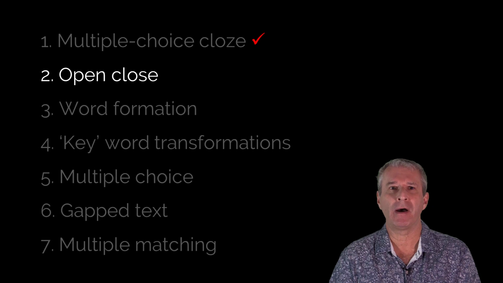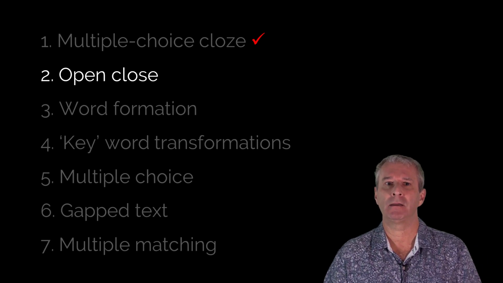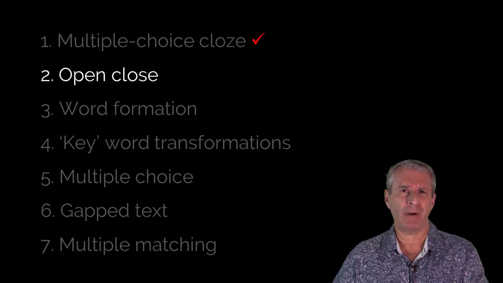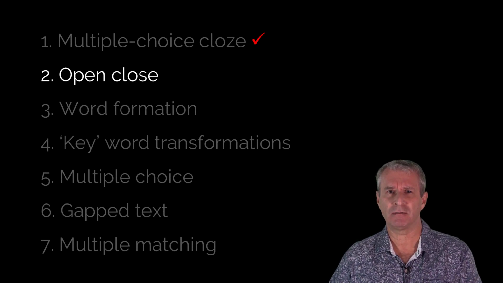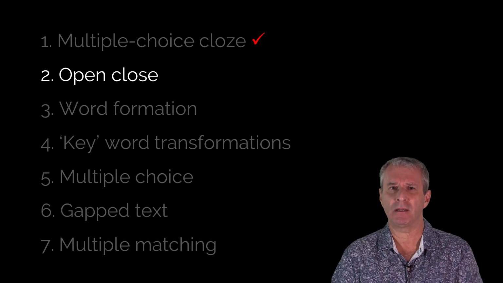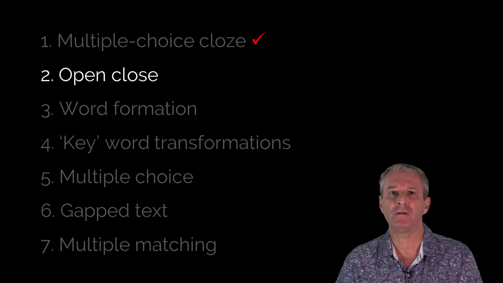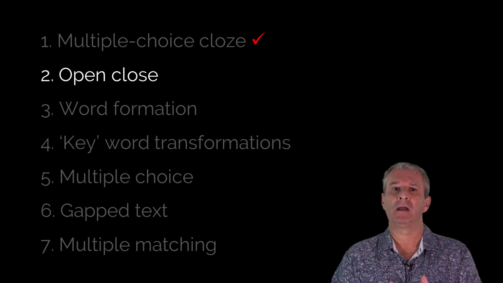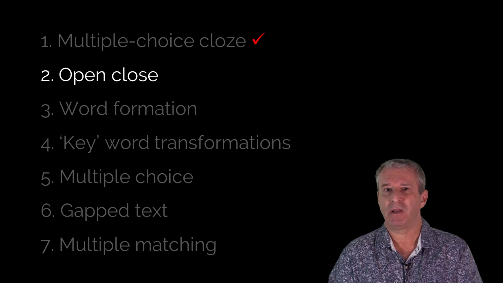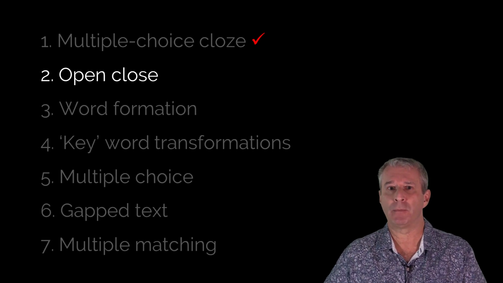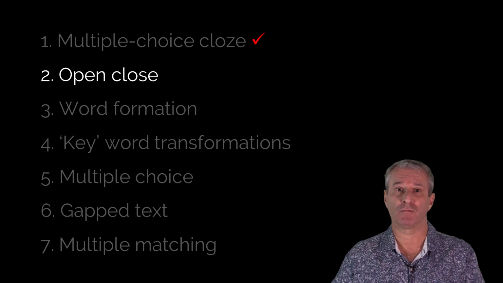I'm sure you remember that there are 7 parts to the reading and use of English paper. And do you remember how much time you have to do the reading and use of English? It's 1 hour and 15 minutes. In this video, we move to part 2, the open cloze. Now, why is it called the open cloze? Because there's no choice. It's open. There are no multiple choice answers to choose from.